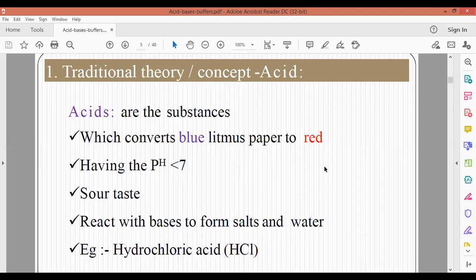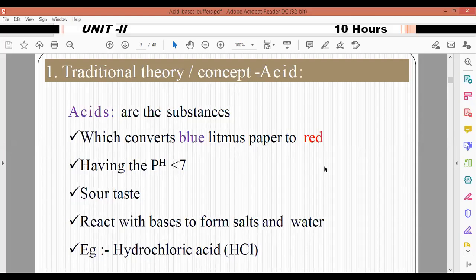Very simple, in Marathi, Amla means acid, so Amlari, Amlakshari, that is a Marathi word. Nira means blue, and Tambda means red. Blue litmus paper changes to red. According to traditional theory, what is meant by acids? Acids are the substances which convert blue litmus paper to red. That is called an acid.